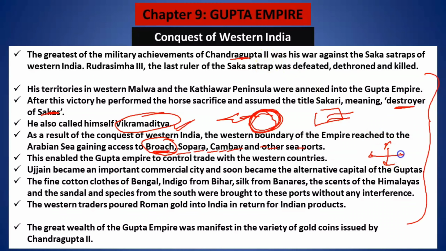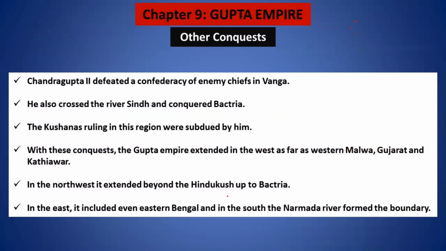If I talk about this map, this is the eastern side, this is West Bengal, and this is the Gujarat side, the western side. So this page is about Western India. And if I talk about the northwestern side also, over here too he had tried to protect the boundaries. During his time, the Gupta period reached its zenith, and you will find various kinds of gold coins under this Chandragupta II.